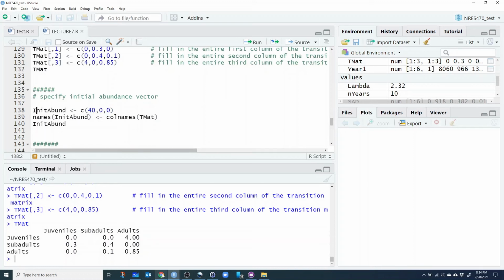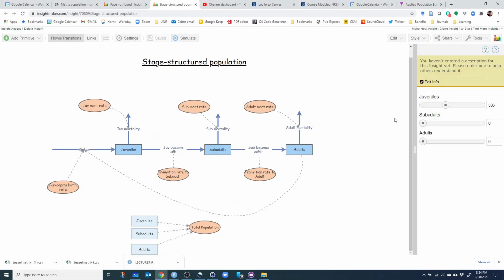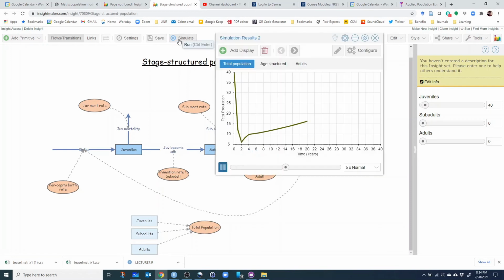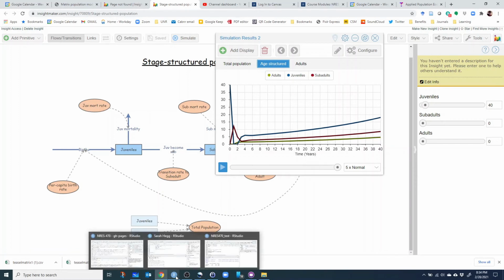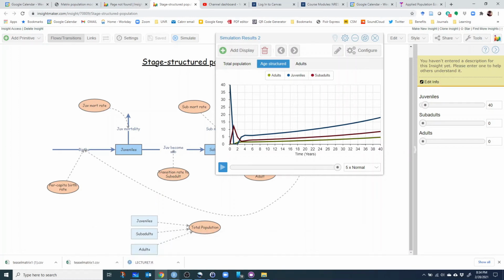And let's just make sure that that's how our InsightMaker model is also parameterized. We should start off with 40 juveniles, 0 subadults, and 0 adults. So what we're going to try to do is replicate exactly this model, but we're going to do it in R using matrix population modeling, just to show you that these are equivalent representations of this population.